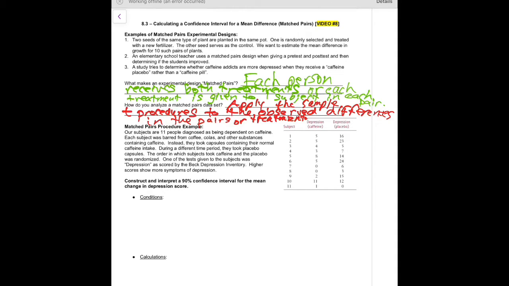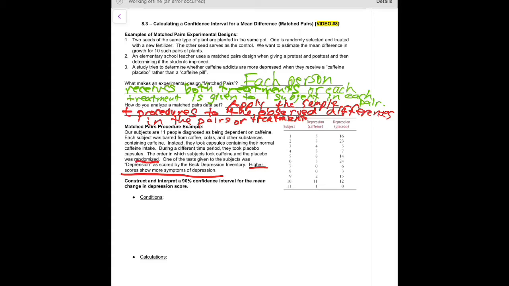Okay. So, this one here, we're going to talk about the caffeine. Each subject was barred from coffee, cola, anything with caffeine. Instead, they took capsules with caffeine. During a different time period, they got a placebo. The order was randomized. One of the tests given to the subject was depression, scored by an inventory. Higher score means more depression. So construct a 90% confidence interval for the change in depression score.